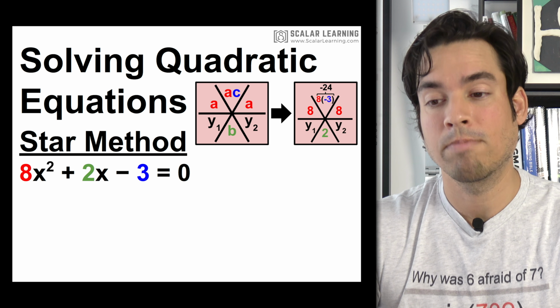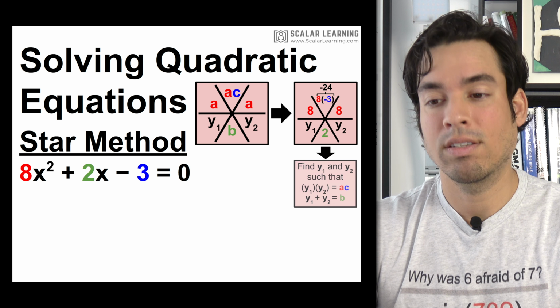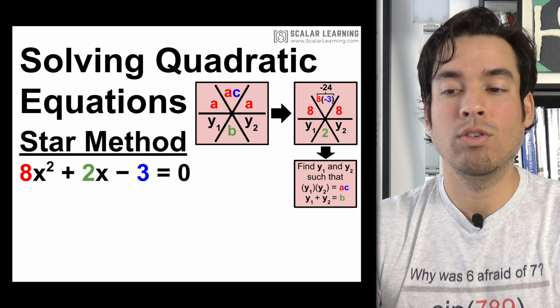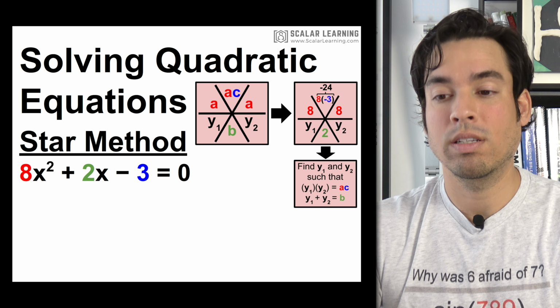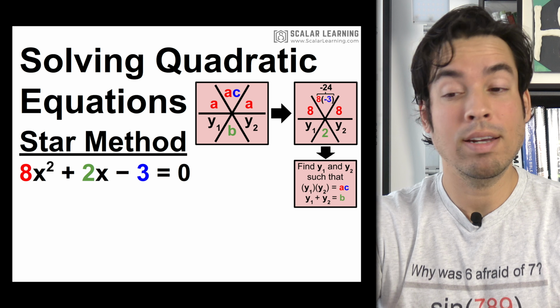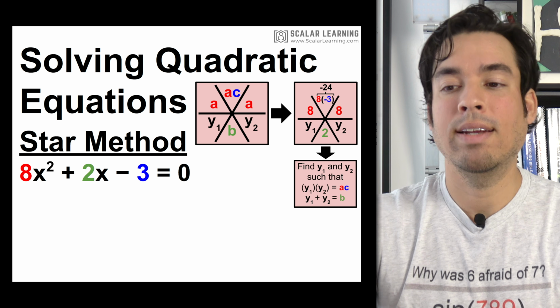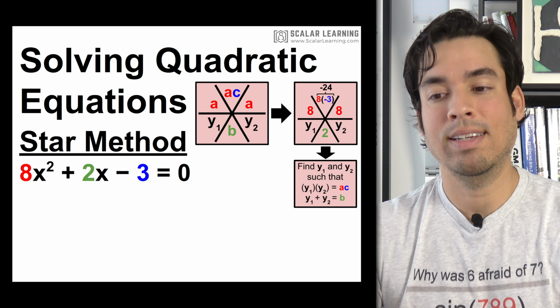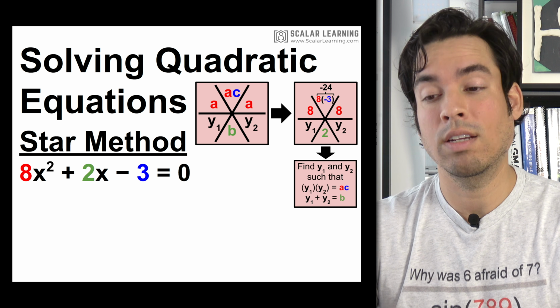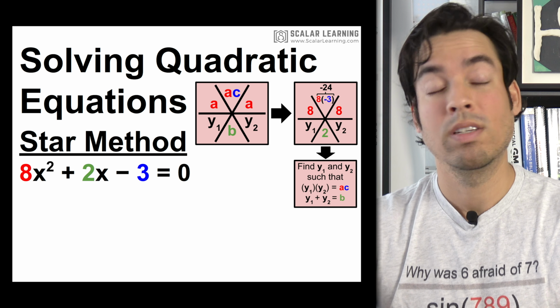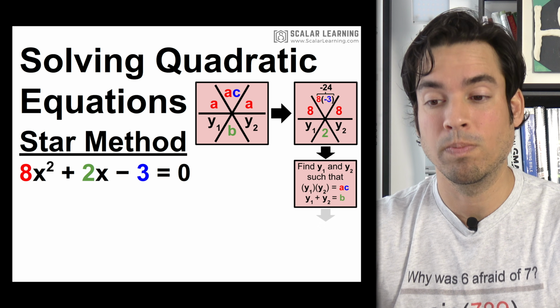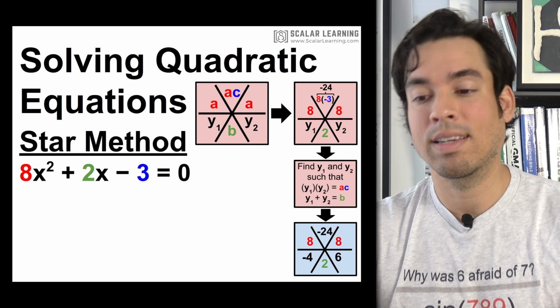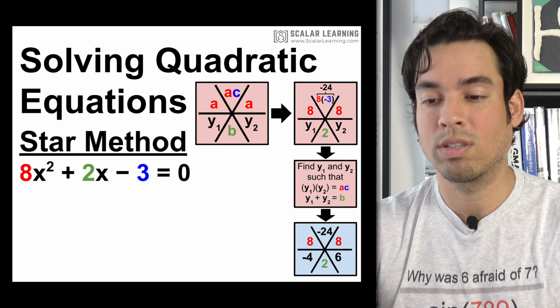Now, why do I do this? Because now I ask the question of what two values, y1 and y2, can I find that multiply to -24 but add to +2. So the answer, of course, would be 6 and -4, right? 6 and -4 multiplies to -24. 6 plus -4 is +2. So we know that it's going to be 6 and -4, so I throw those down there.